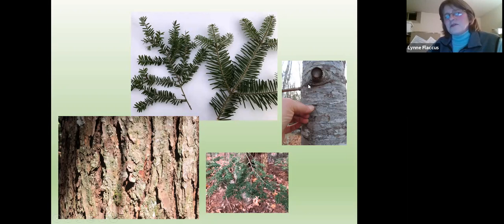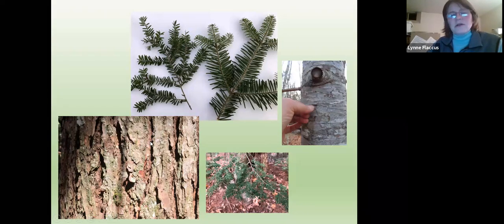Again, fir has the smooth bark with the little sap bubbles that are easy to see. And hemlocks have a very rough bark on the outside, sometimes with a reddish tinge. Even when they're quite young, they have a rough bark compared to the smooth bark of balsam fir.